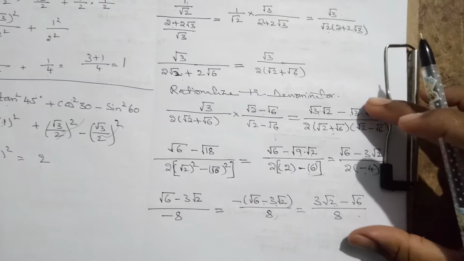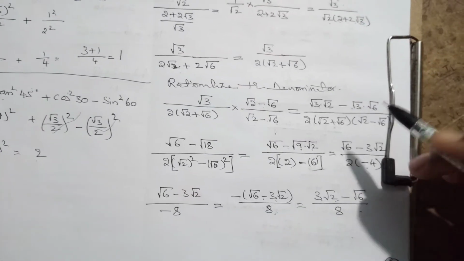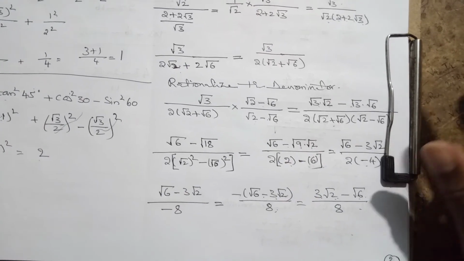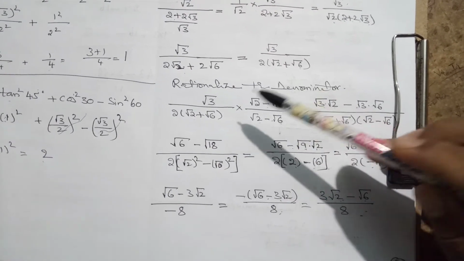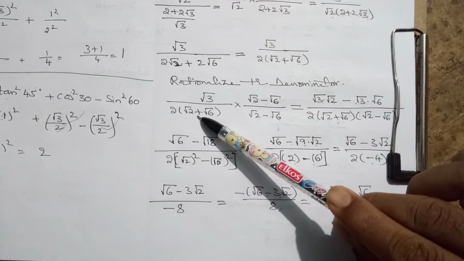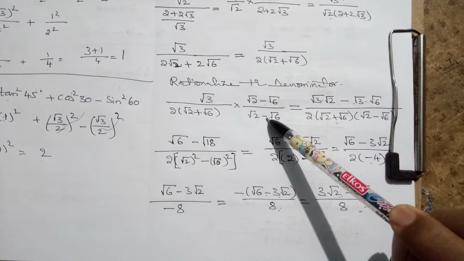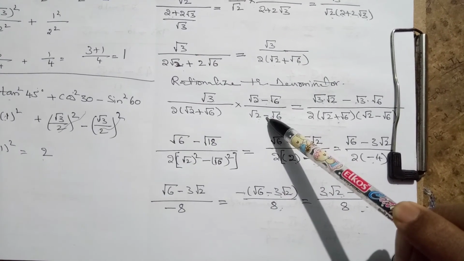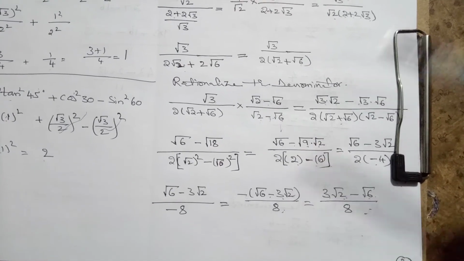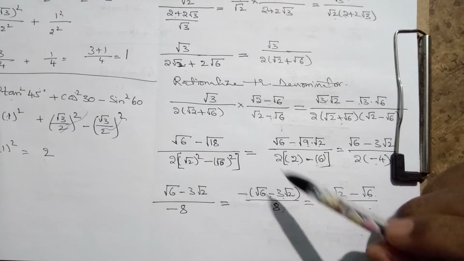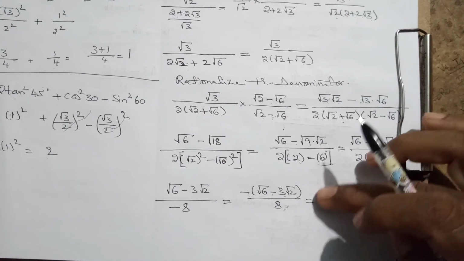So this is the way. Here it looks complicated, but be careful. Root should be eradicated from the denominator. For that, rationalize. Look at this part. If it is plus, you have to choose minus on both the numerator and denominator, so that we will get a square. Whenever we get a square, the root will cancel, so that we will get a plain number without any root. So this is the answer.